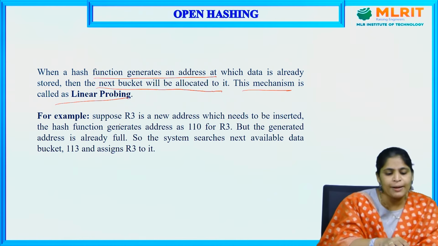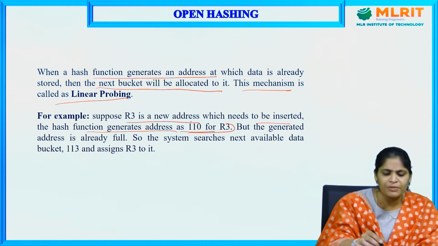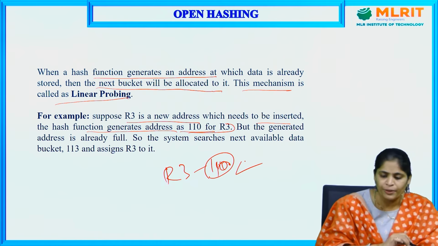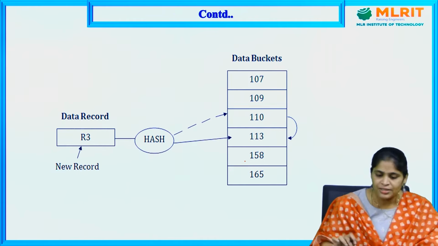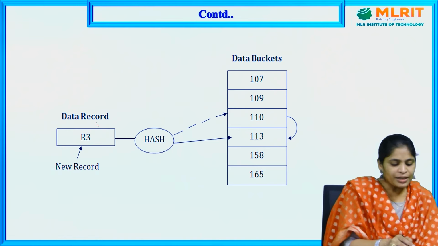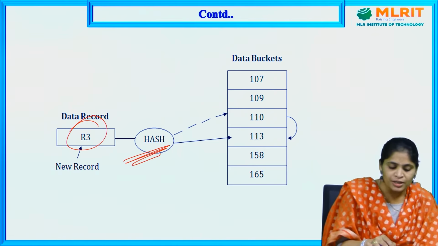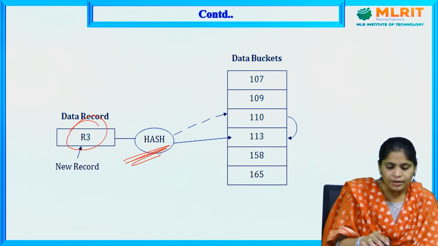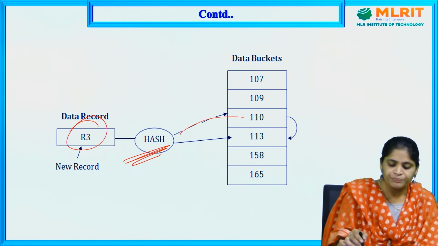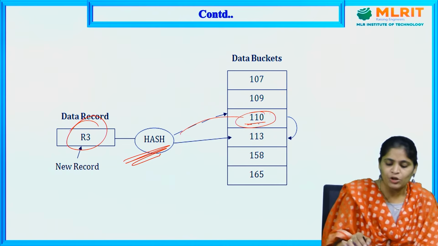For example, suppose R3 is a new record which needs to be inserted, and the hash function generates 110 for R3, but 110 has already been occupied. See here, this example can be represented with a diagram. The new record is R3, and by applying some hash function, first of all, I got the address 110. But the data is already there.